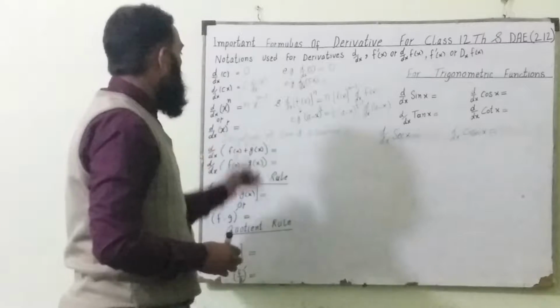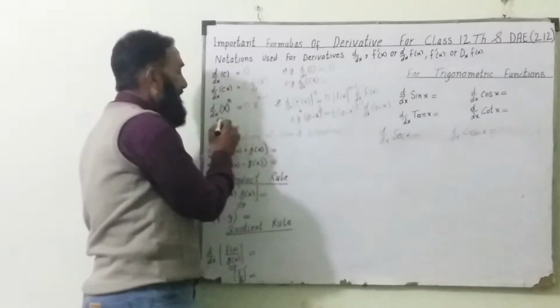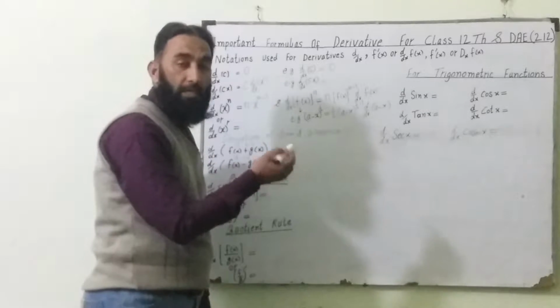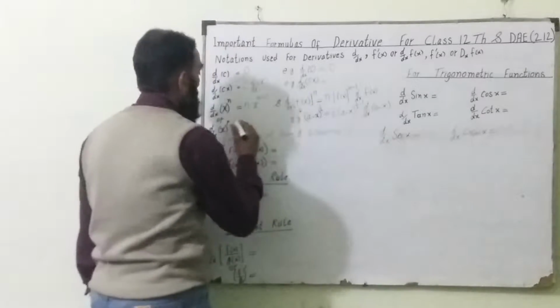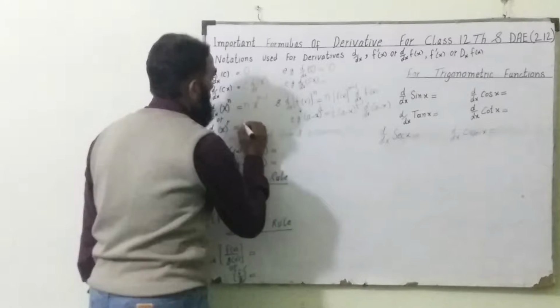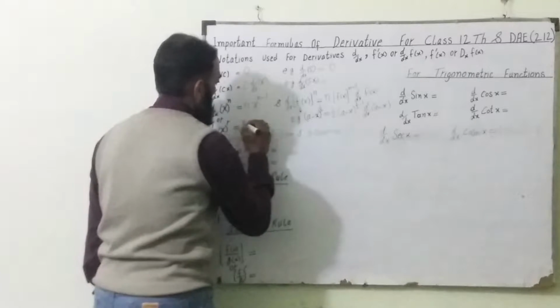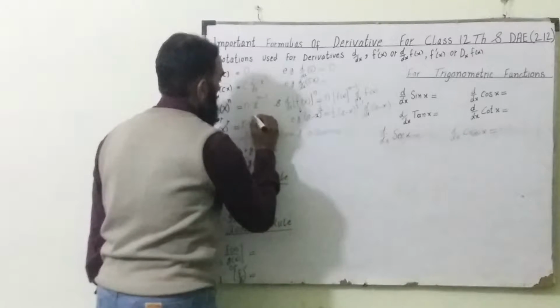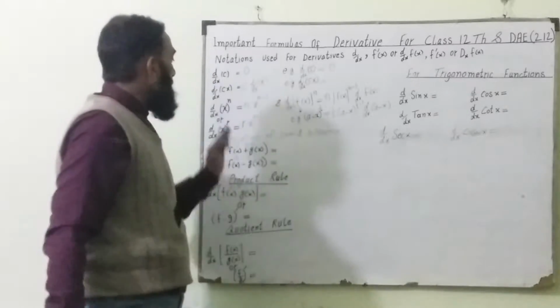And the next, you can see that I have written here x raised to the power r. It means we can also use small r. So this example is just like this. Just write r x to the power r minus 1. This is the same as this.